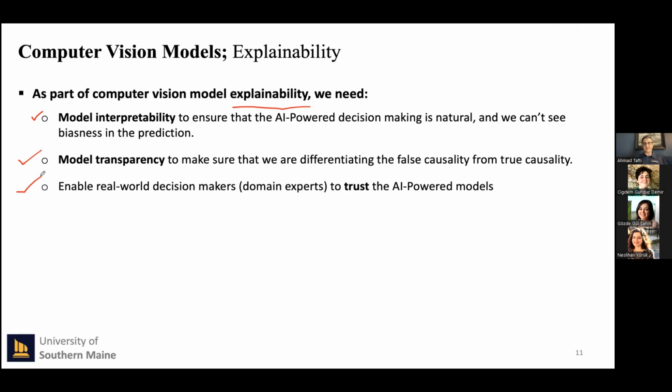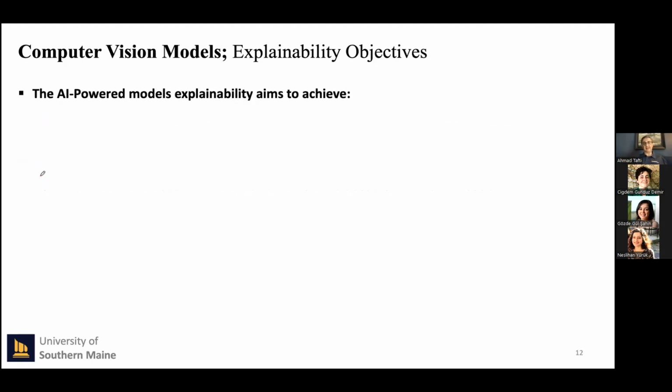With model transparency, we need to make sure that we are differentiating false causality from true causality, and also enable real-world decision makers, like our surgeons, our practitioners, our nurses, at least in the healthcare community, to indeed trust AI-powered models. This is our task. This is on our shoulders to tackle those kinds of challenges. So, the explainability objectives in computer vision models: AI-powered model explainability aims to achieve trust.